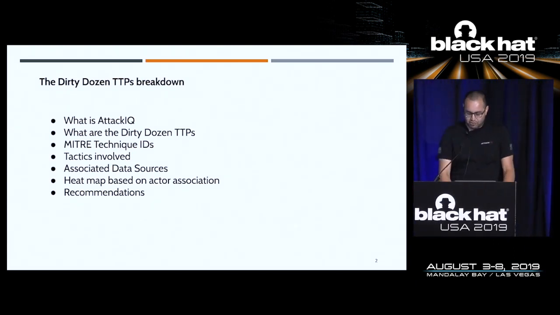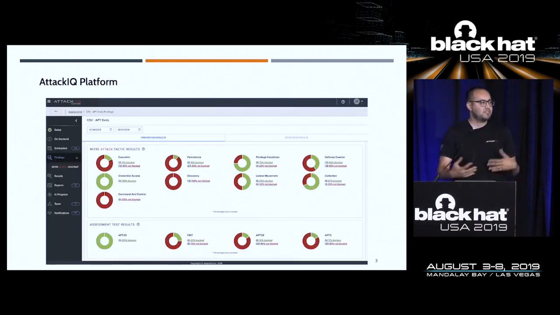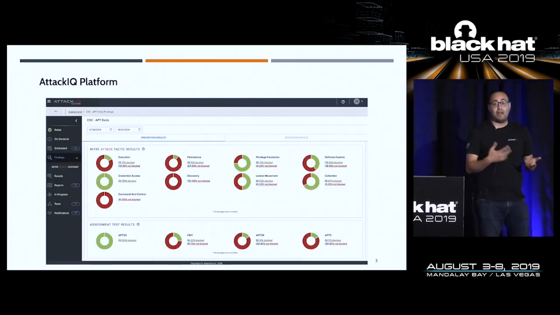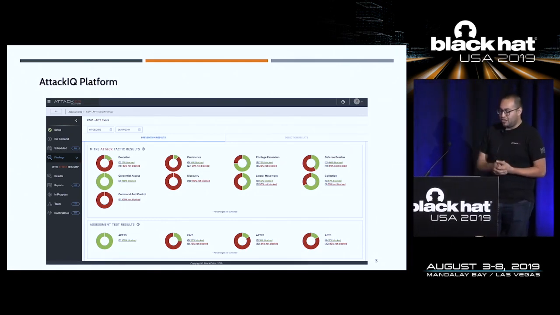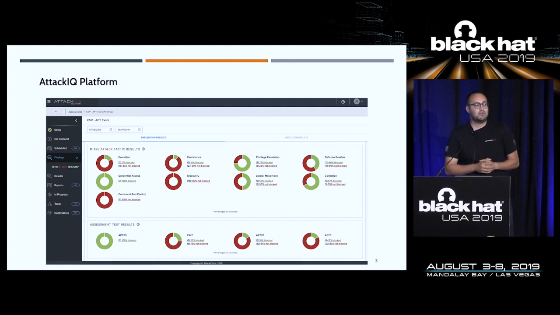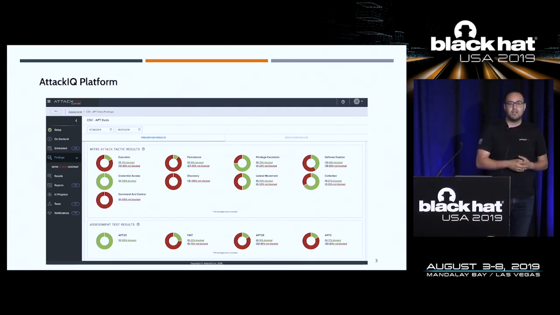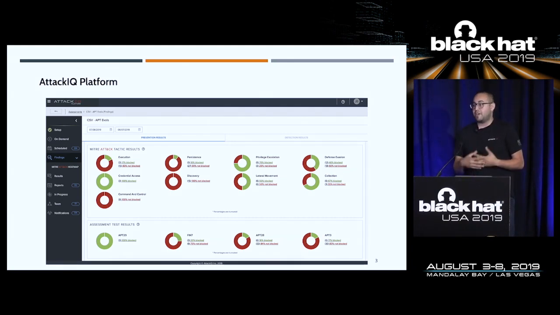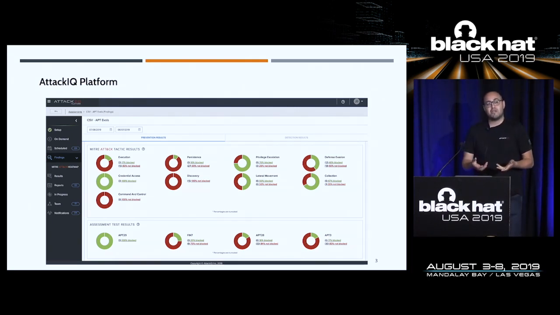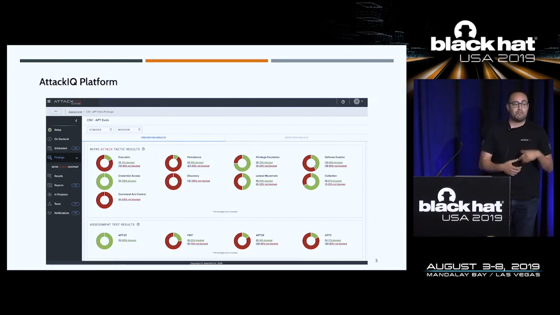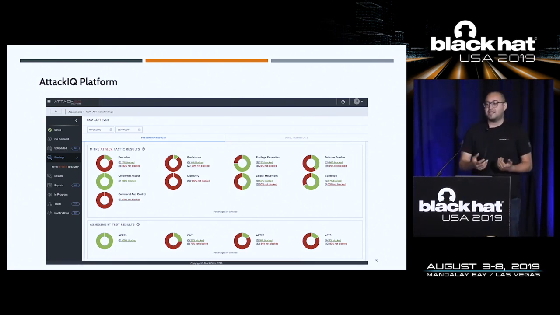Cool. All right, so let me walk you through some of the things that I've done, starting by explaining what we do, just to give you some context of how I arrived at the 12 TTPs that I was talking about. AttackIQ is a breach and attack simulation platform. Our objective is to measure the effectiveness of your security controls. The way that we do that is by recreating attacks within your environment in order to measure your ability to prevent or detect that activity.